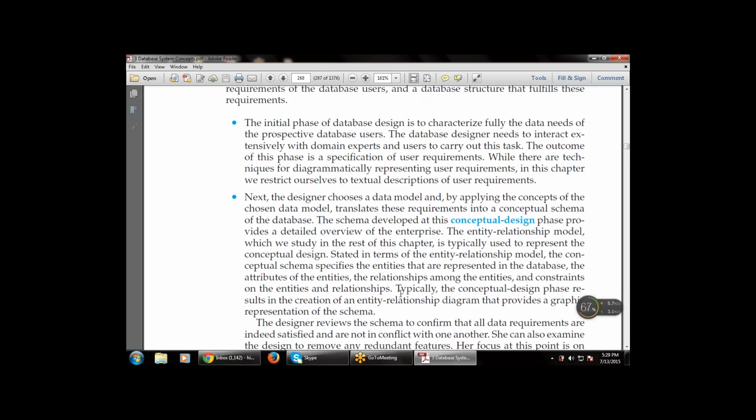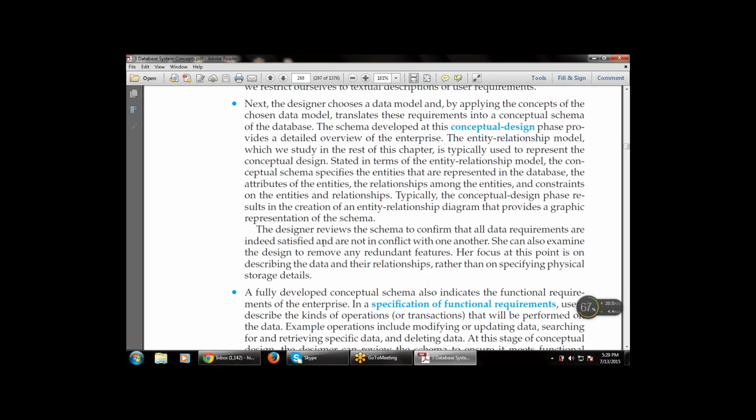The designer reviews the schema to confirm that all the data requirements are satisfied and not in conflict with one another. She also examines the design to remove any redundant feature. So if any redundant feature, that is a duplicate feature, is available, that is also removed. Our focus at this point is on describing the data and their relationship rather than on specifying the physical storage details.